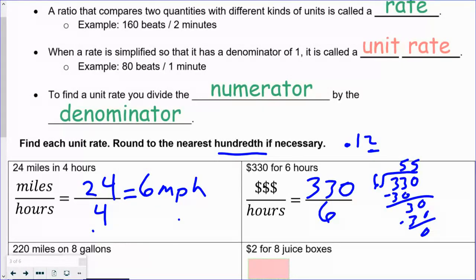Okay, so we would say this one is $55 per hour. Okay, maybe that's how much the person made in one day, and so that's how much they're making per hour. Okay, you get your rate and your unit rate.